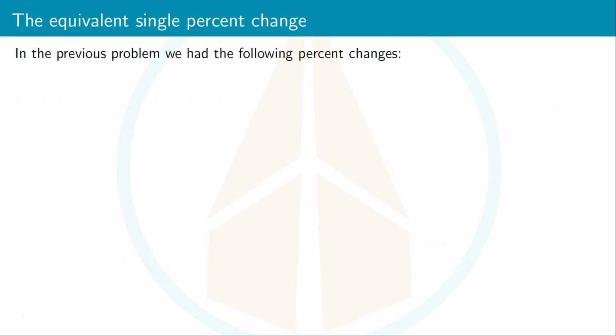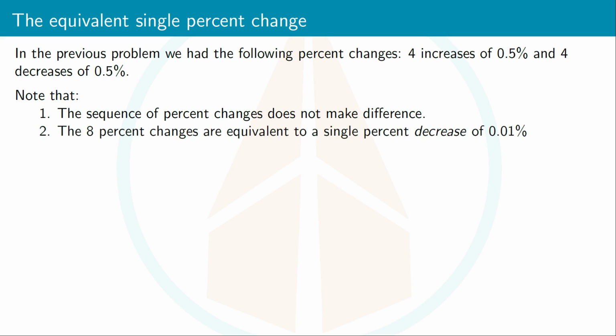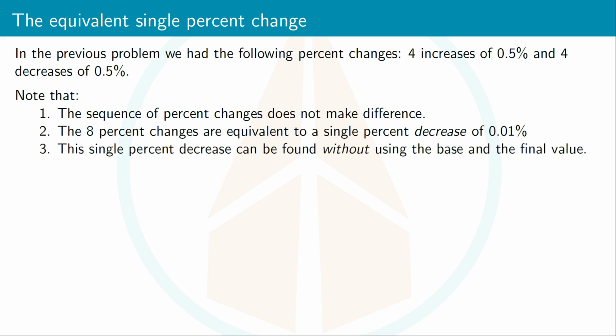In the previous problem, we had the following percent changes. We had 4 increases of 0.5% and 4 decreases of 0.5%. We can make the following observations. The sequence of percent changes does not make difference. This is because multiplication is a commutative operation. The 8 changes are equivalent to a single percent decrease of 0.01%. And this single percent decrease can be found without using the base and the final forward value.